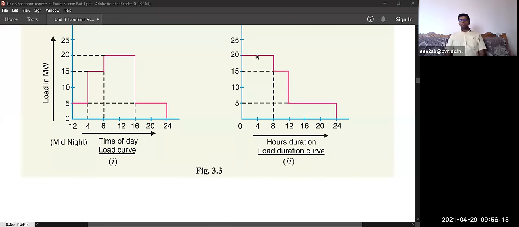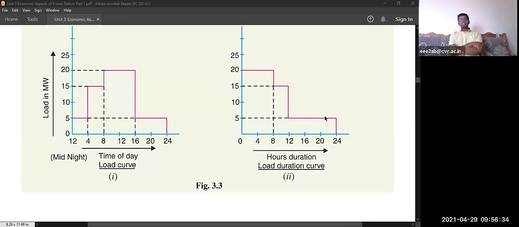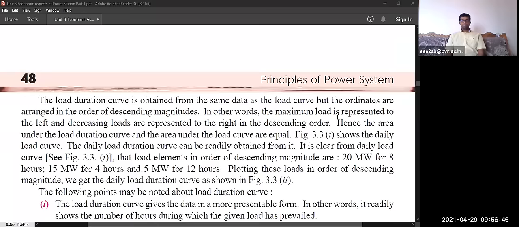1000 megawatt is operated for 8 hours. Next, some 500 megawatt is operated for 4 hours. Next, again 200 megawatt is operated for again 8 hours. Like that, they may analyze how many hours the particular generators are in operation, and how many megawatt of generation is in operation. Like that, easily they may analyze.